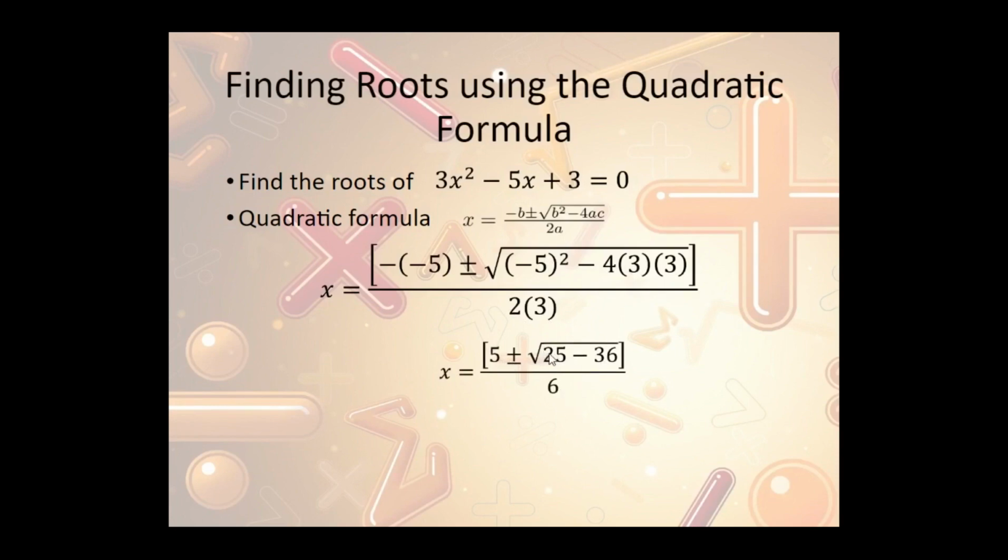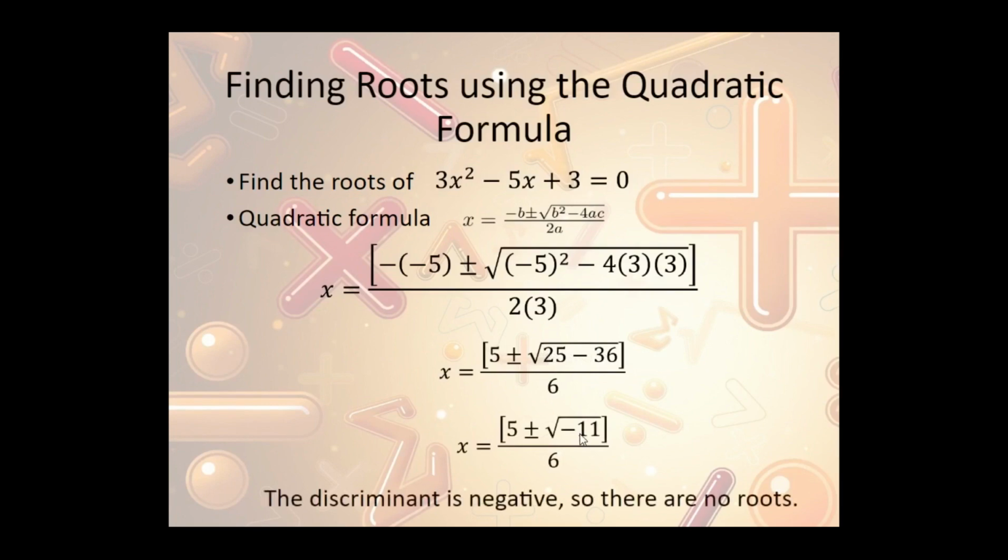Well, what we should notice is when we combine these, we end up with negative 11. Going back to our idea of a discriminant, we know that if there is a negative under the radical, there are no roots. So in this case, we would just say there are no roots, or no solutions.